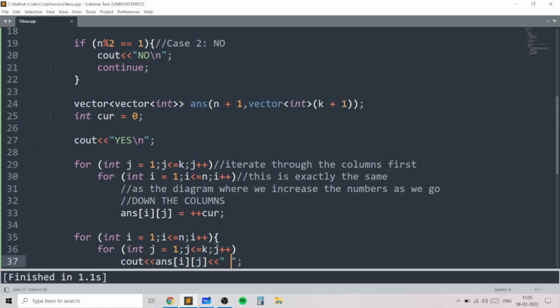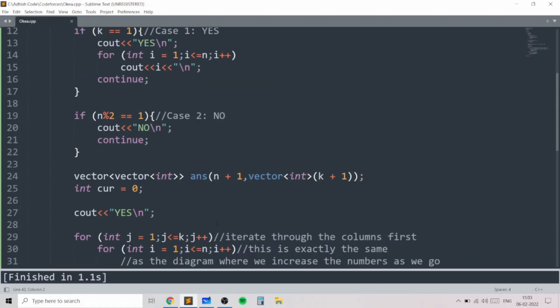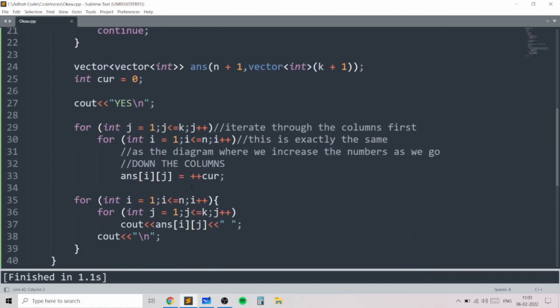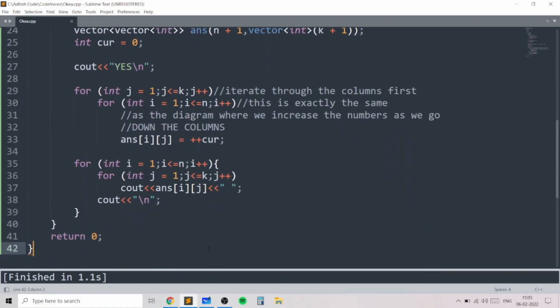So in this way we basically ensure that the answer grid contains one possible value of a valid construction, and you can verify this code gets accepted.